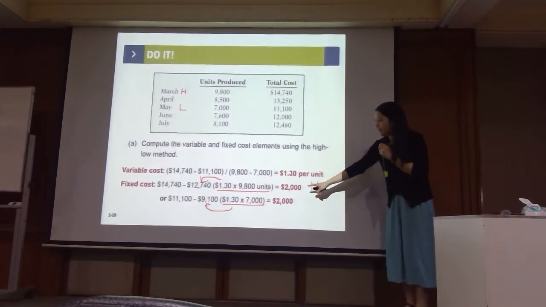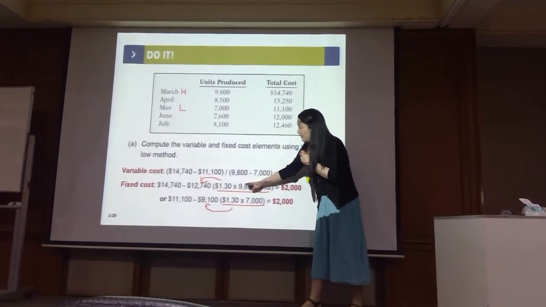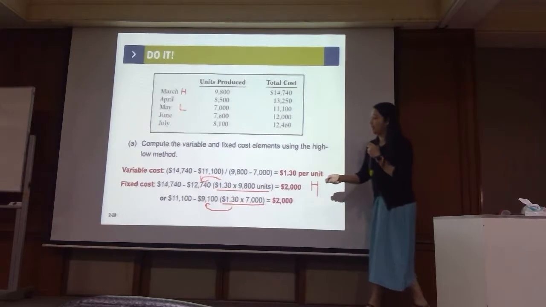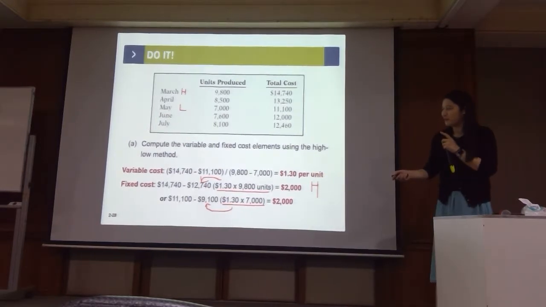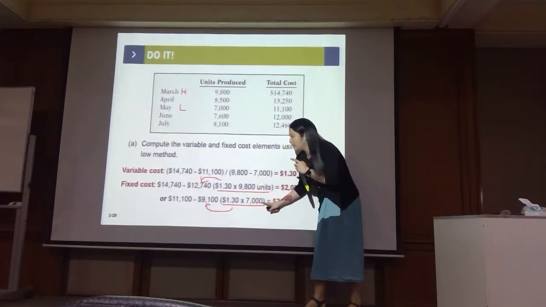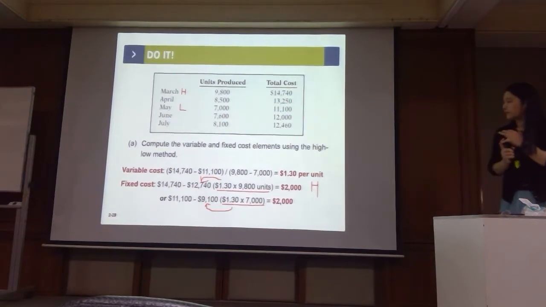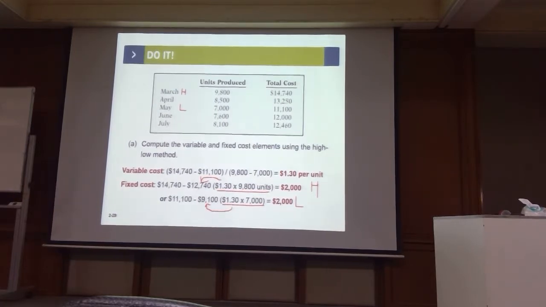The way I write this, I hope it doesn't make you confused, okay? The thing in the parentheses here is how I come up with 12,740. Similarly for this one, the thing here equals 9,100, okay? So this is the high-low method, okay? And the next question.